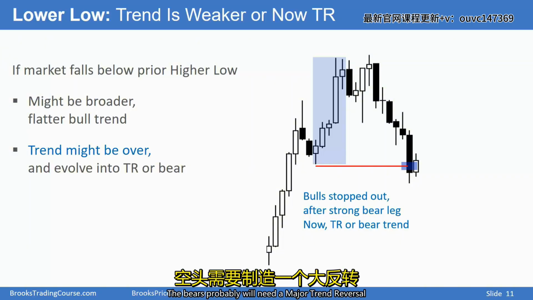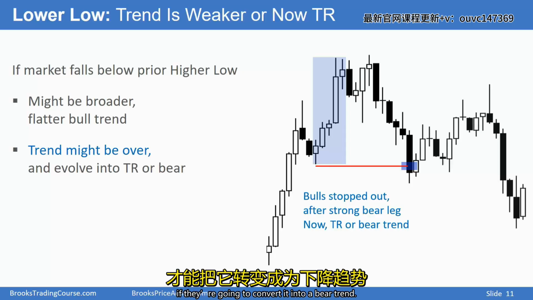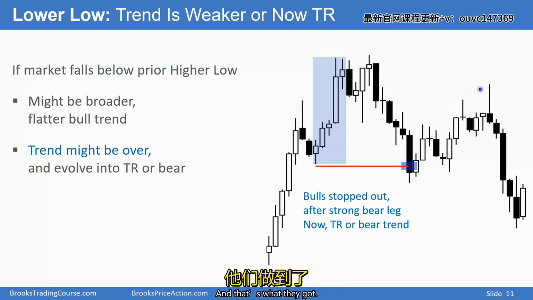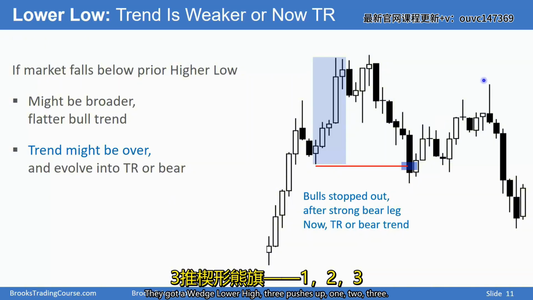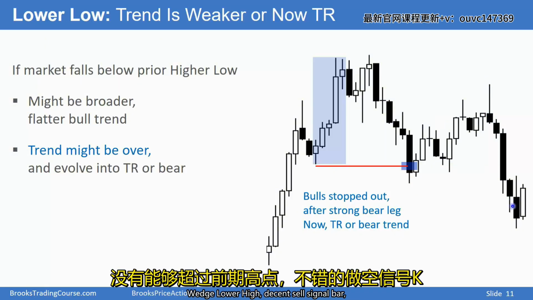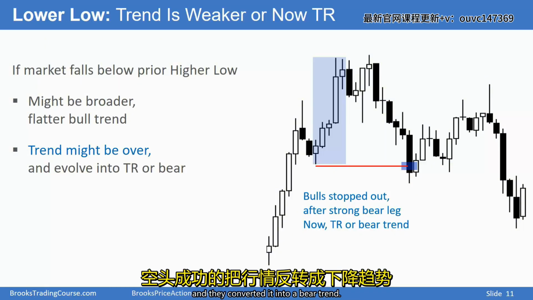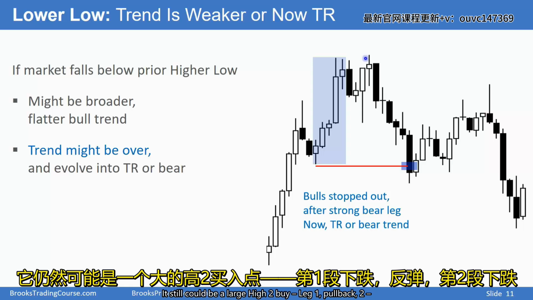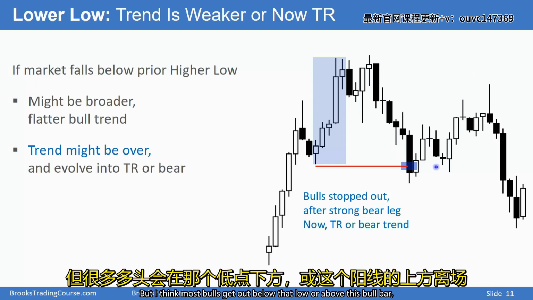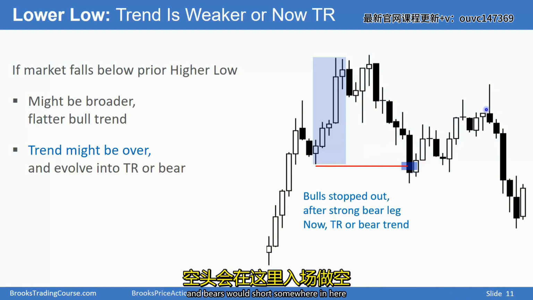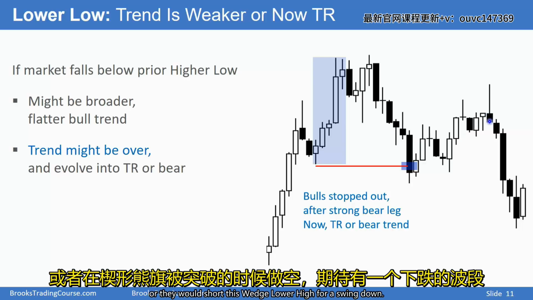The bears probably will need a major trend reversal if they're going to convert it into a bear trend. And that's what they got. They got a wedge lower high, 3 pushes up, 1, 2, 3, wedge lower high, decent sell signal bar, and they converted it into a bear trend. It still could be a large high 2 buy, leg 1, pullback 2. It's holding above this low, but I think most bulls get out below that low or above this bull bar, and bears would short somewhere in here, or they would short this wedge lower high for a swing down.